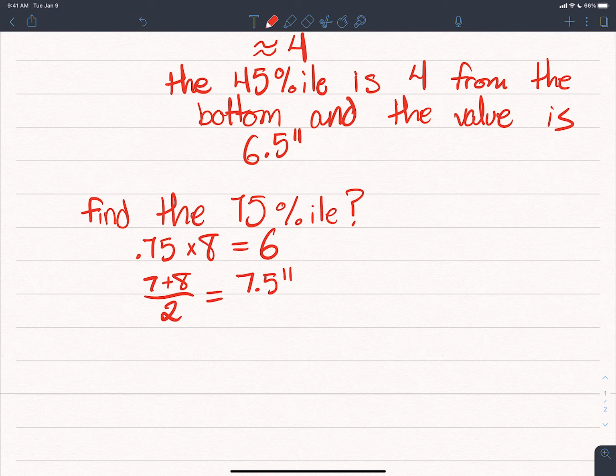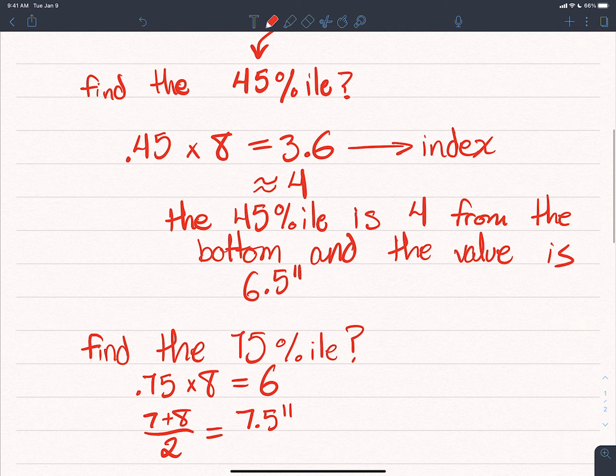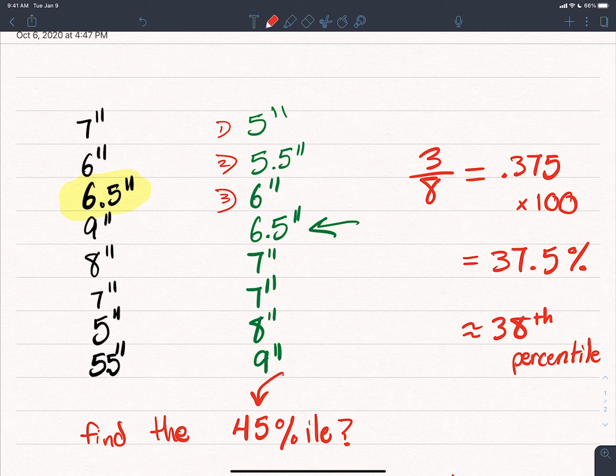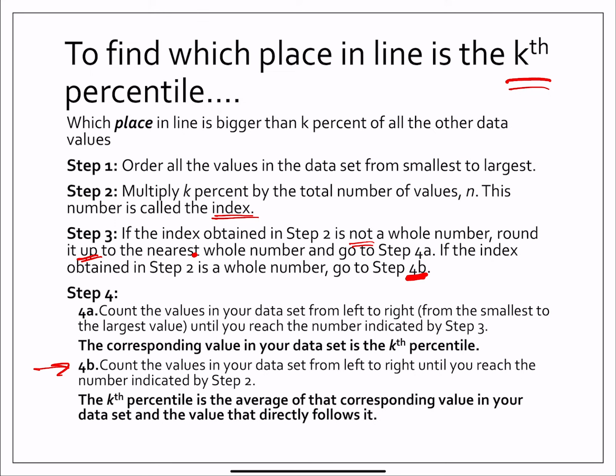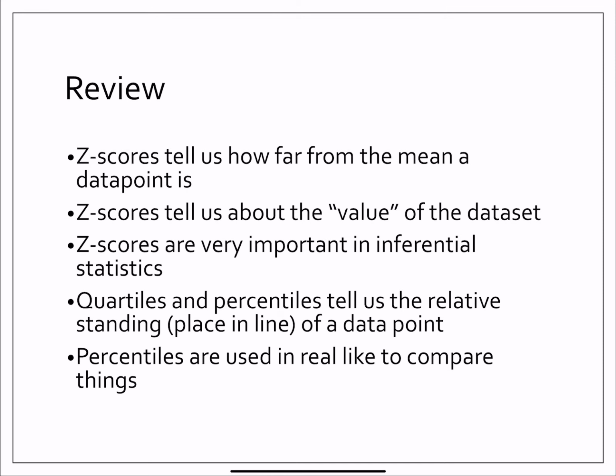So finding the percentiles is very straightforward. Either we're counting one way to find what a person in line's percentile is, or we're going in the other direction, right, where we need to find what place in line is a certain percentile. So it just depends. And all of the steps are right here in the slides and very easy to find and go over. So when we go into class, we'll do some of these examples about finding the percentiles.